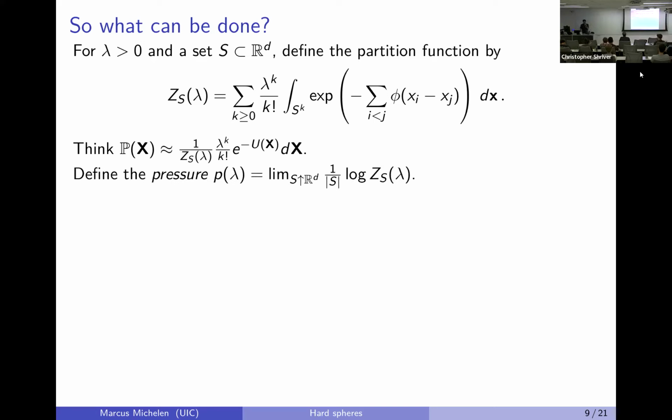Now we can define the pressure, just like we saw in Will's talk, for instance, as a limit if I take increasing sets in a chill manner. Let's say my sets are just going to be boxes, of the log partition function normalized by the volume.